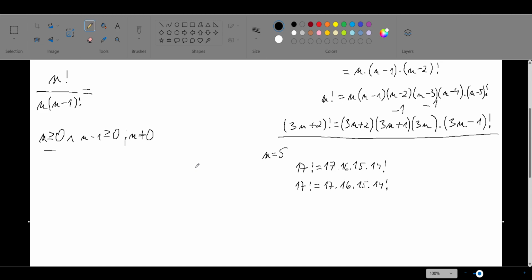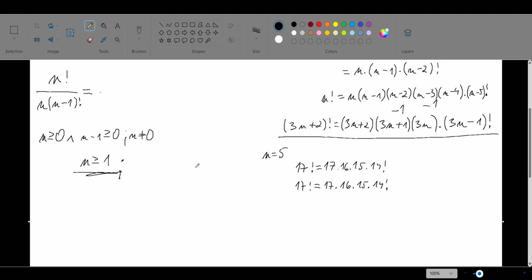So from these two conditions it is quite clear that n is greater or equal to 1, but this is good news, because this condition also cancels the condition that n cannot be equal to 0, so this is our final condition. And now let's simplify the expression.